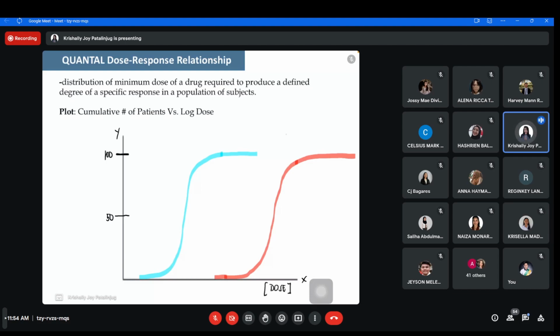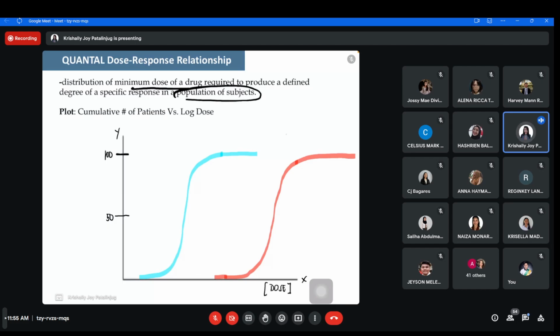Next, this will be the last topic or last type of curve under dose response relationship. Okay, let's proceed with quantal dose response relationship. This particularly describes the distribution of the minimum dose of a drug required to produce a defined degree of a specific response in a population. So this time the baseline is within population.